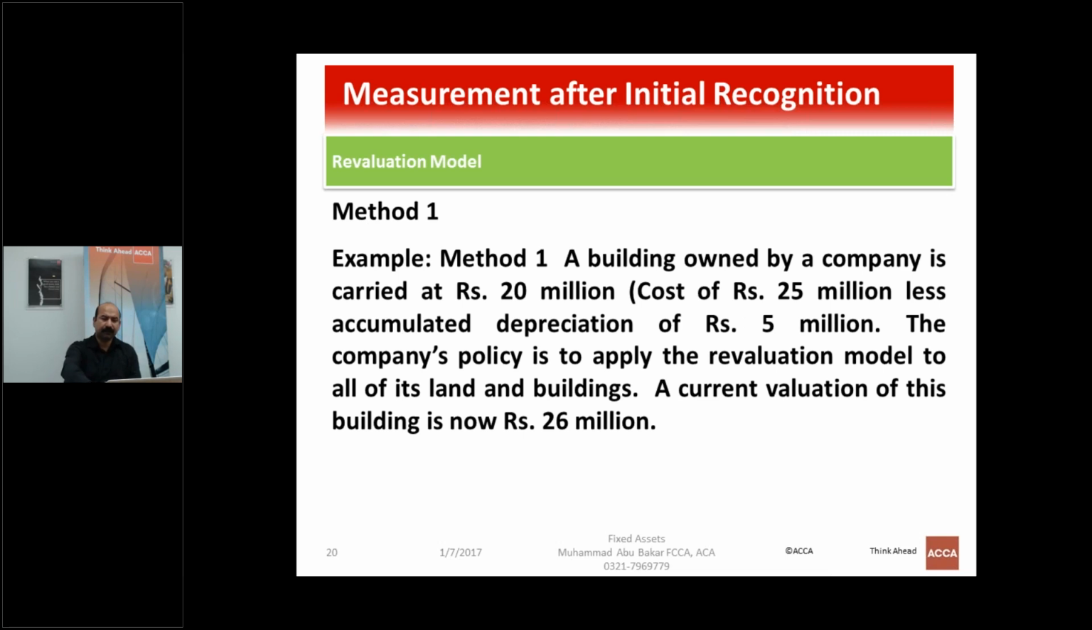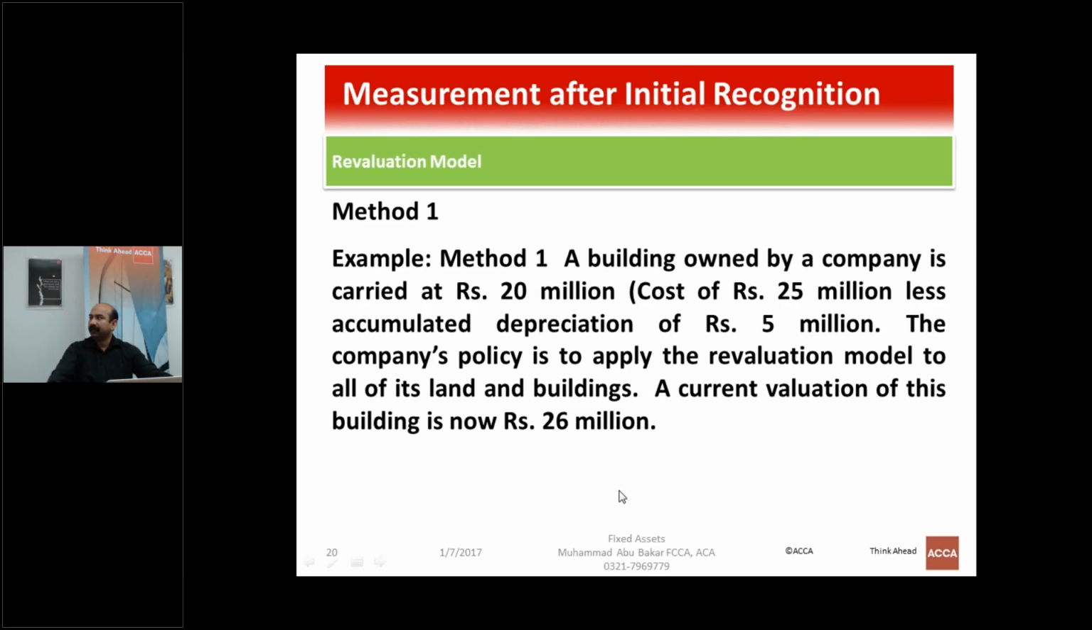here is an example for that method as well. A building owned by a company is carried at 20 million, cost of 25 million less accumulated depreciation of 5 million. The company's policy is to apply the revaluation model to all of its land and buildings. A current valuation of this building is now rupees 26 million.